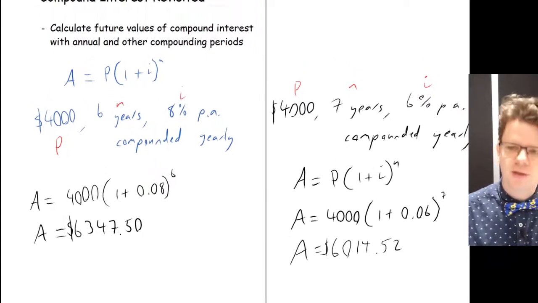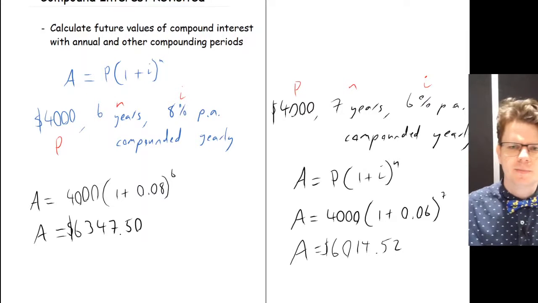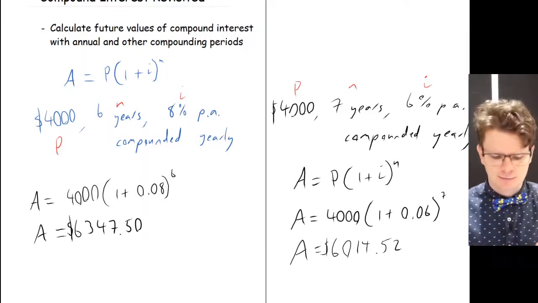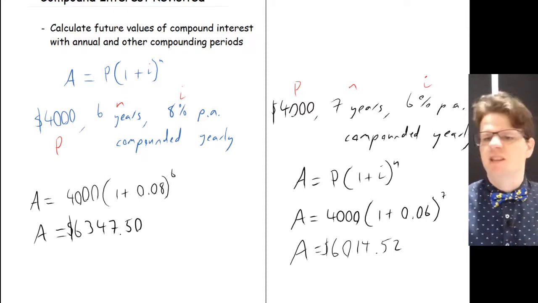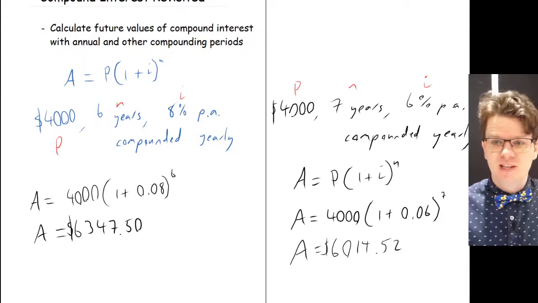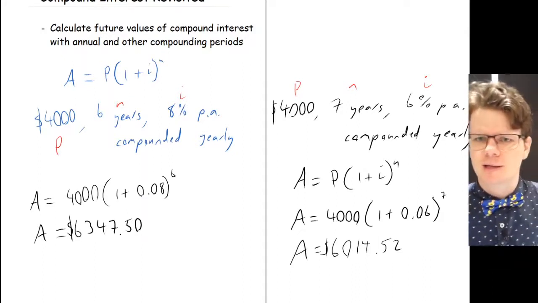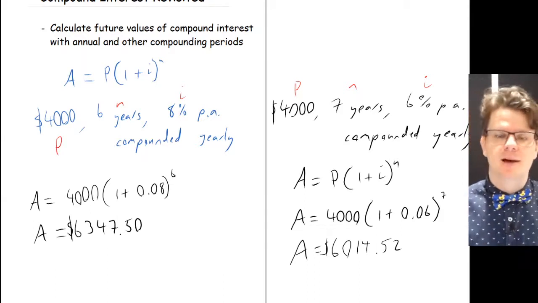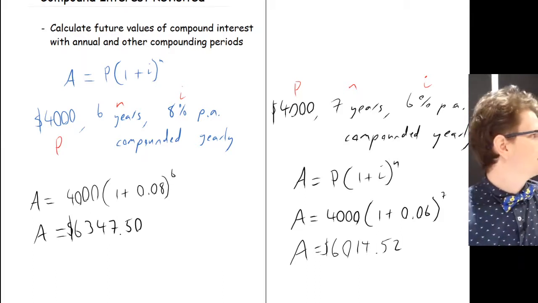Alrighty, so these are both the same in the sense that they are both compounding yearly. So the money is the same. The years are very similar. The percentage is pretty similar. But they're both compounding yearly, and that's really the big similarity, because when it's not compounded yearly, a big part of the calculations do change, and it does make the question a lot more complicated.